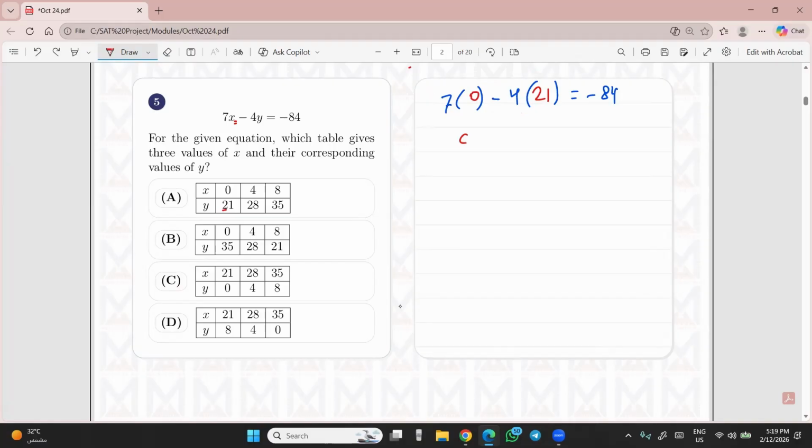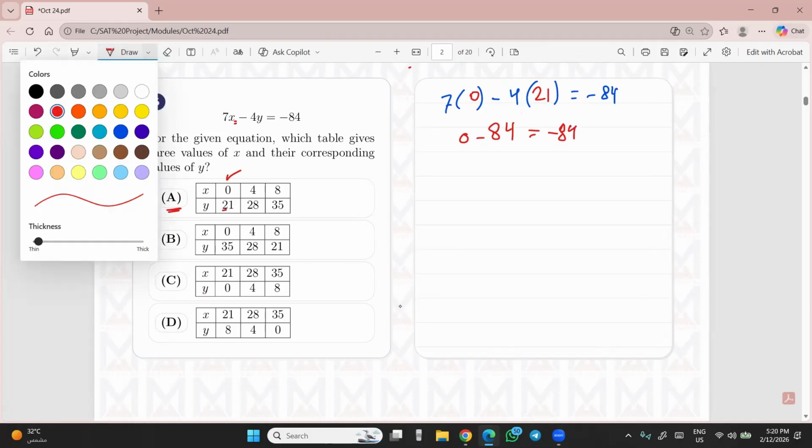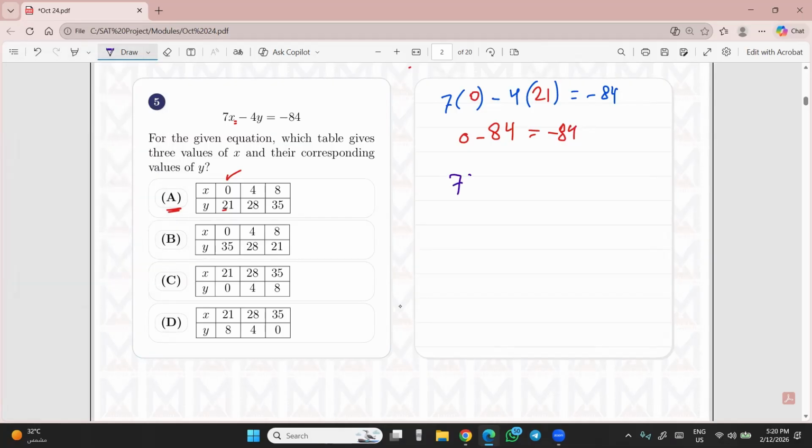7 times 0 is equal to 0, minus 4 times 21 is equal to 84, and this is equal to the right side. So this point right here is okay, and we can say that this may be one of the answers. You can also check the second one, 4 and 28, in the same option, letter A. So 7 times something minus 4 times something else should be equal to negative 84, and we replace now x by 4 and y by 28.